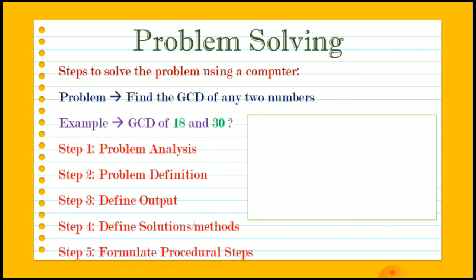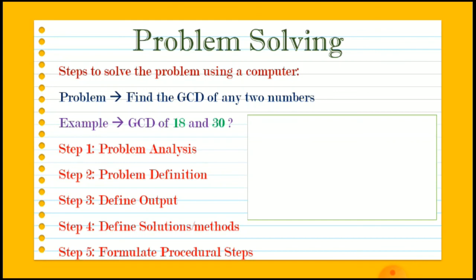So now we will see the fifth step. The fifth step is formulate procedural steps. So based on the above steps, create a set of steps or procedure from the selected method to solve the problem. So depending on which method you have selected to solve the problem, create the steps.